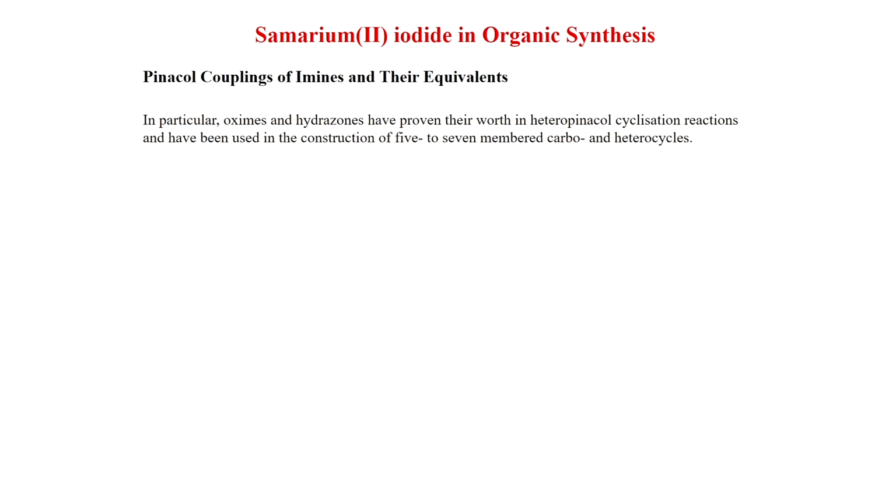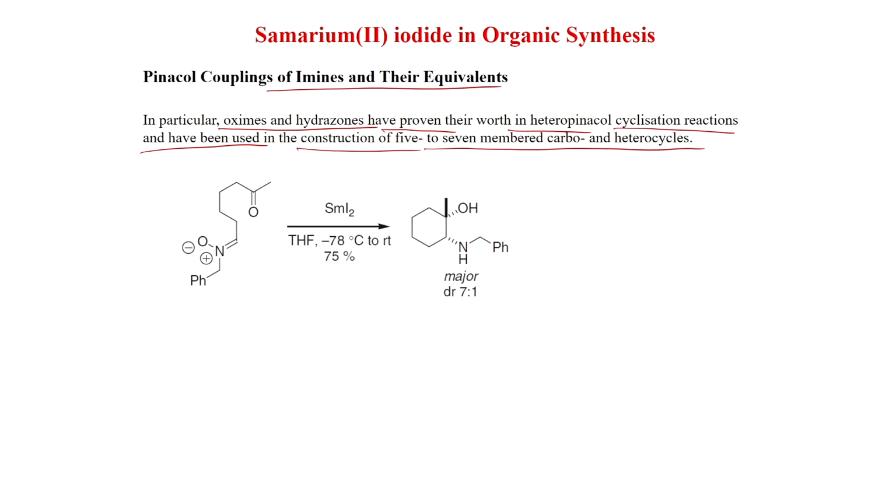Now, these pinacol couplings can be extended to imines also and their equivalents, in particular oximes and hydrazones, because we know different imines are available, but oximes and hydrazones are less electron deficient. So, if they are neutral, they have proven their worth in hetero-pinacol cyclization reactions and have been used in the construction of 5 to 7 membered carbocycles and heterocycles. Generally the intramolecular is favorable, so intramolecular reactions with high diastereoselectivity can be obtained.